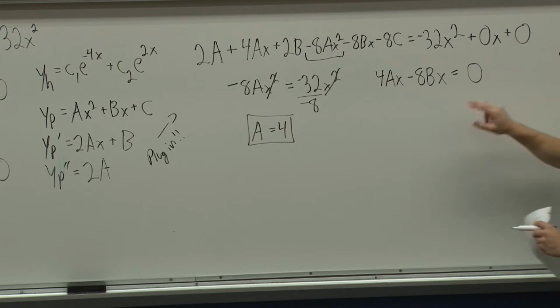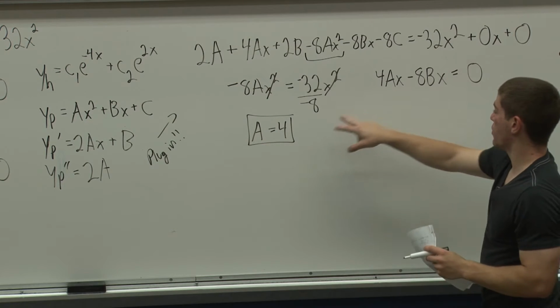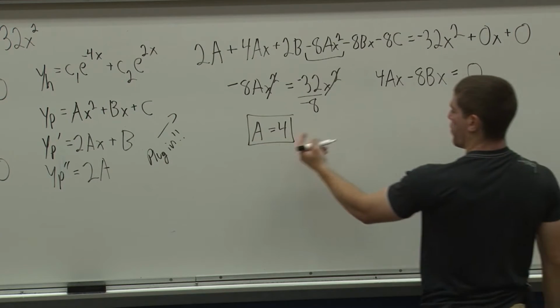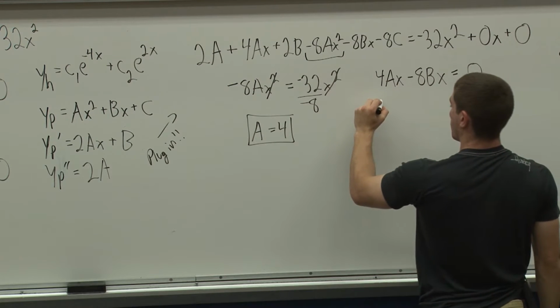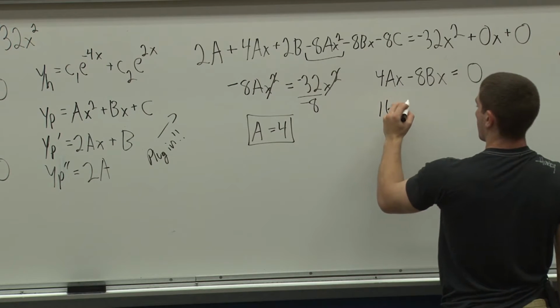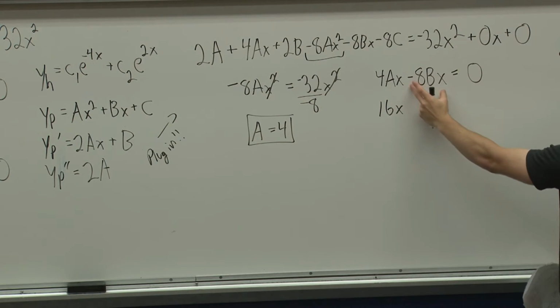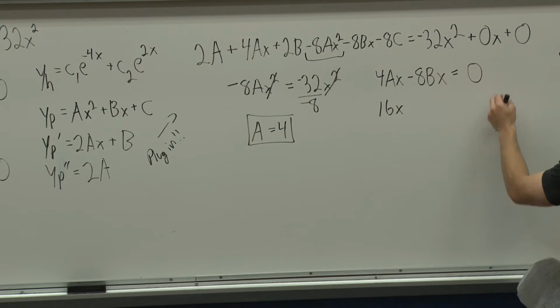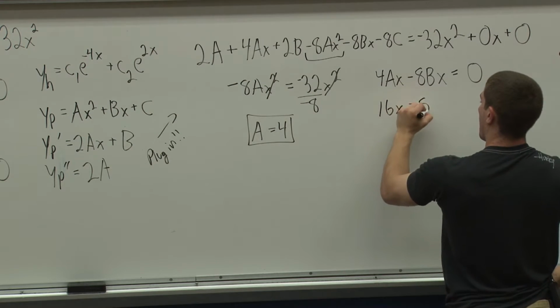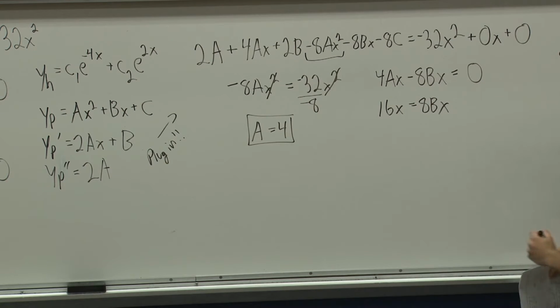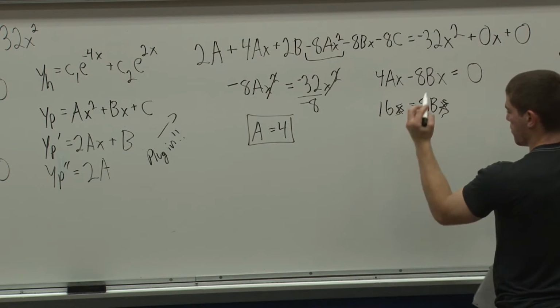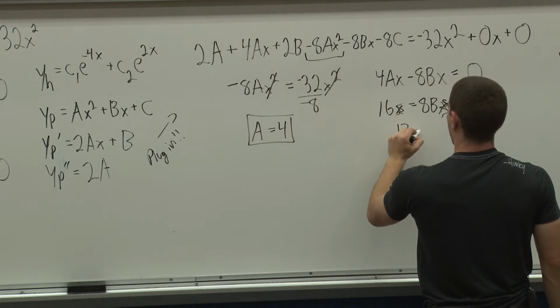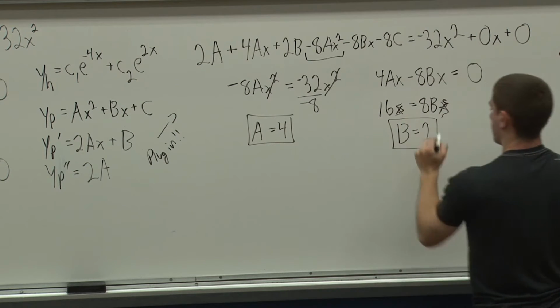All right, so we already know what a is, so we can plug that in. So we can put in 4 times 4 is 16, 16x. And at the same time, we can move this minus 8bx over to the other side. So we made this equal to 8bx. And just like what you do with the a's, the x's cancel out. And you can see that b equals 2. All right, b equals 2.